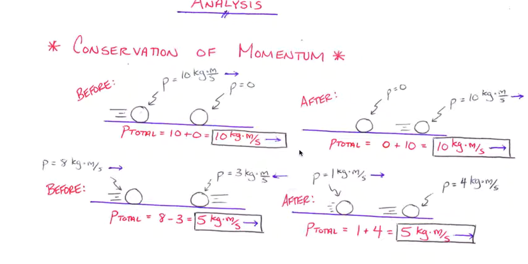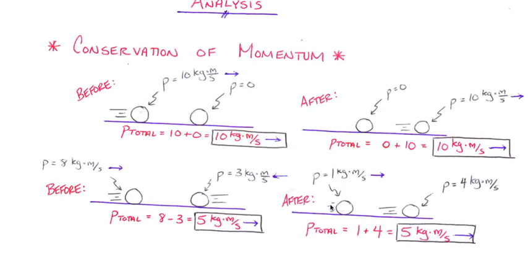Now, this also applies to situations where the momentum may be acting in opposite directions. So in this case, this object had a momentum of 8 kilogram meters per second to the right, and this object had a momentum of 3 kilogram meters per second to the left. So if I add up my total before, well, momentum is a vector, so I have 8 to the right, which would be positive. I have 3 to the left, which would be negative. So the total momentum in this system prior to the collision is 5 kilogram meters per second to the right. That is like the net momentum, so to say.